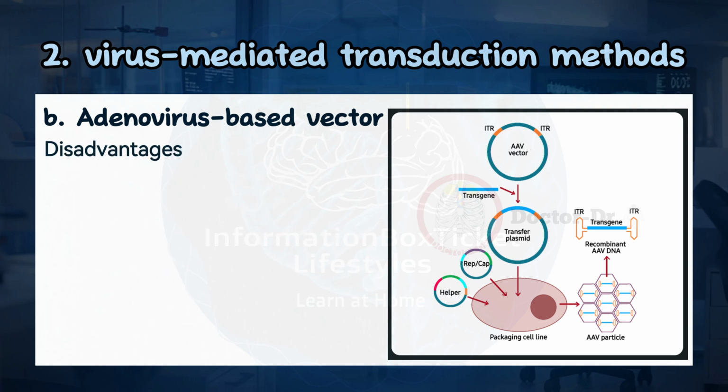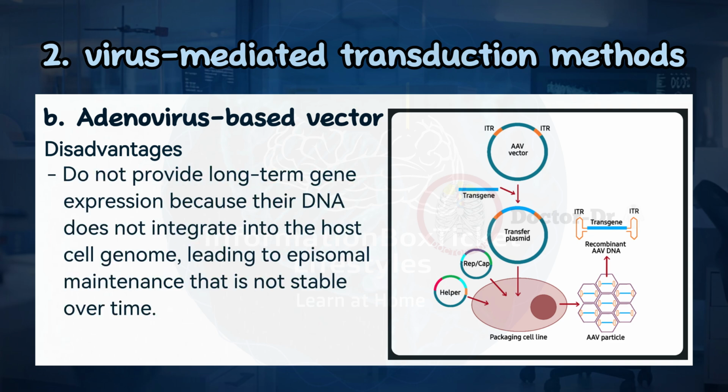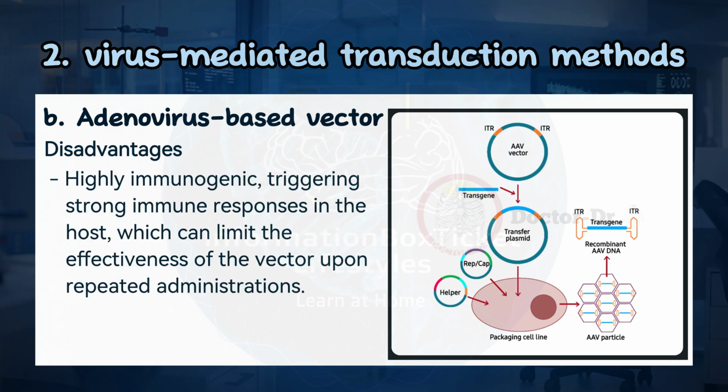Disadvantages of adenovirus-based vector: they do not provide long-term gene expression because their DNA does not integrate into the host cell genome, leading to episomal maintenance that is not stable over time. They are highly immunogenic, triggering strong immune responses in the host, which can limit the effectiveness of the vector upon repeated administrations.